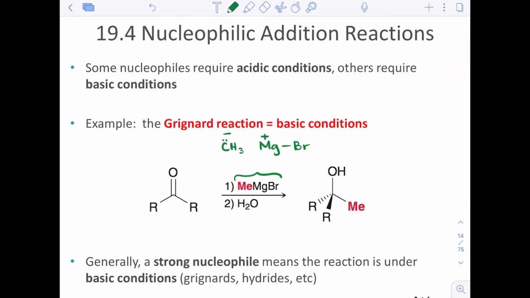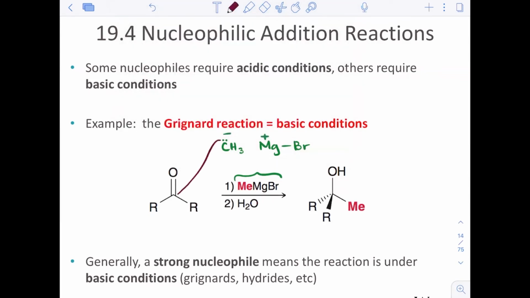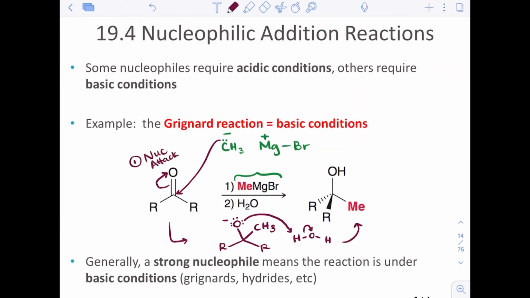So this is a basic reaction. And what that basic reagent is going to do is do what nucleophiles do best and attack the carbon of the carbonyl. When it does that, we make a new carbon-carbon bond, and then water is there to protonate our oxygen of the carbonyl. Notice how first we have a nucleophilic attack, and then second we have a proton transfer.